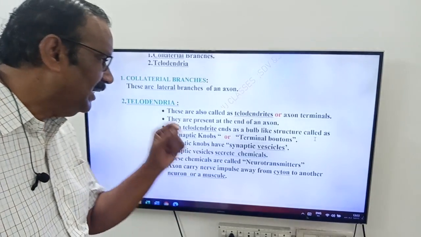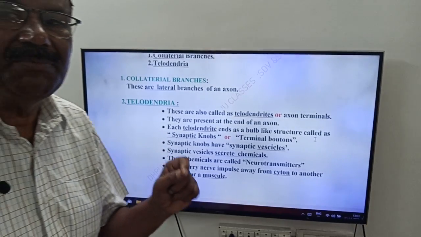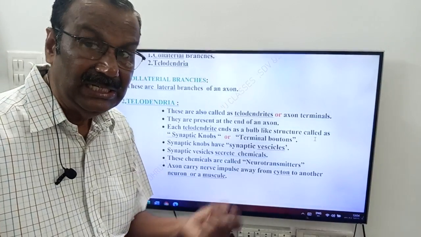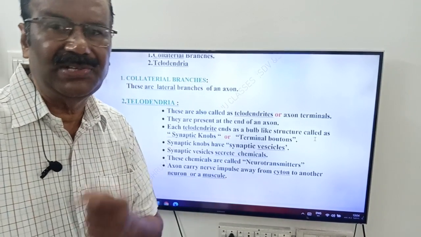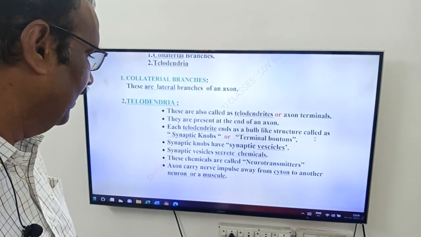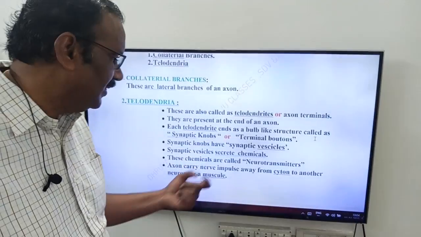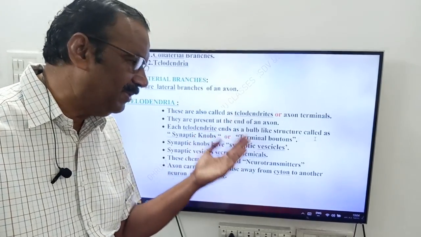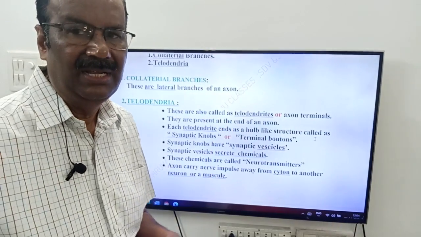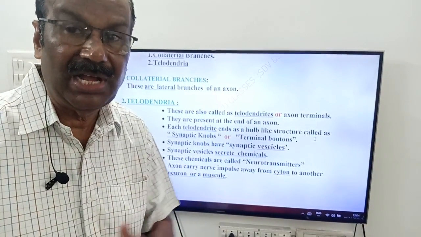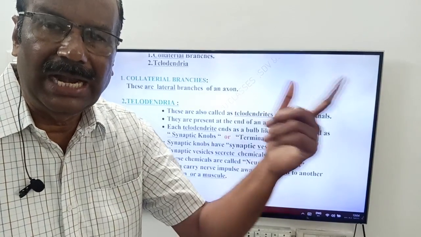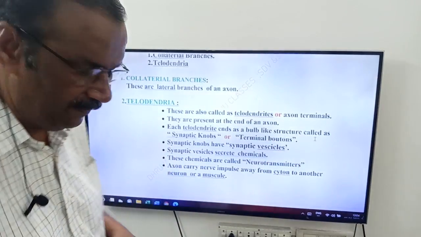Okay, friends. These synaptic vesicles secrete chemicals. They are called neurotransmitters. The chemicals secreted by the synaptic vesicles are called what, friends? Neurotransmitters. Now come to axon, friends. Axon carries nerve impulse away from the cyton to another neuron or a muscle. Friends, axon carries nerve impulse away from the cyton or nerve cell body to whom? Either to another nerve cell or a muscle cell.